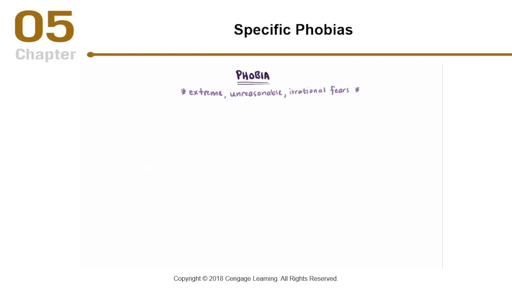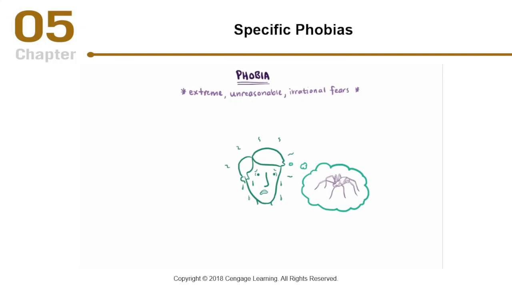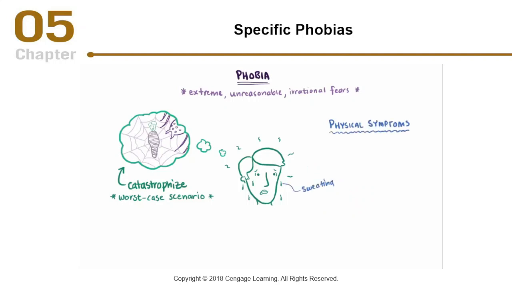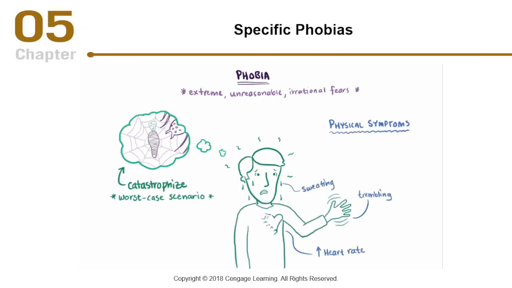For people with phobias, seeing, being exposed to, or even thinking about the phobia causes severe anxiety that's often not proportionate to the real threat. They'll catastrophize and jump to the worst case scenario and think that it's more likely to happen than it actually is. These thoughts can lead to physical symptoms like excessive sweating, trembling, and an increased heart rate.